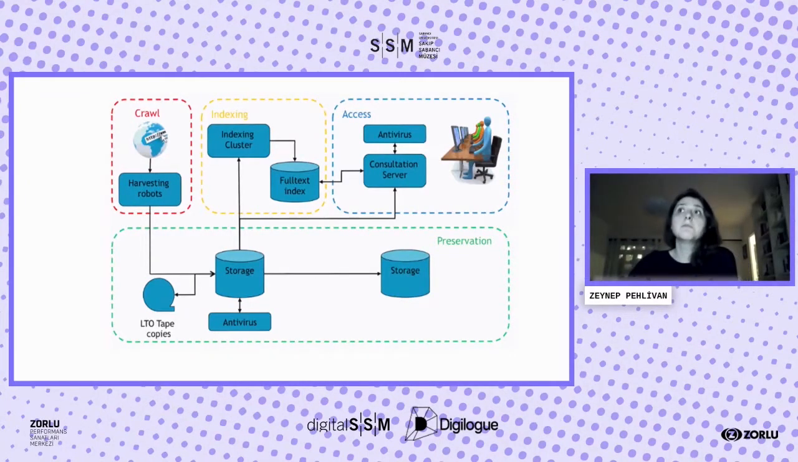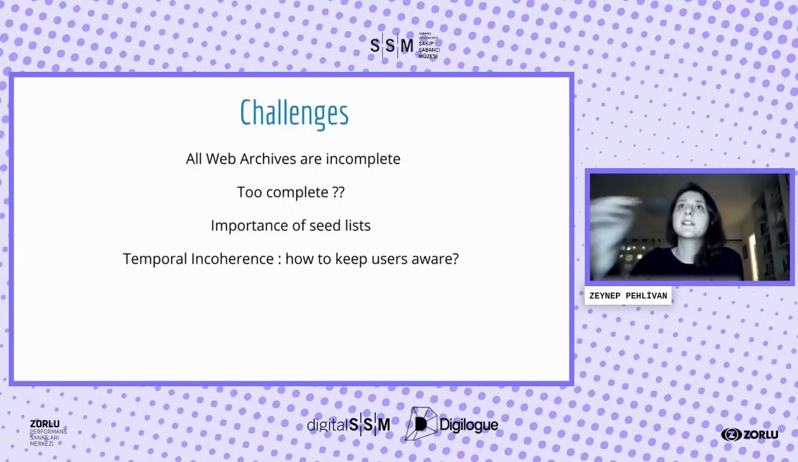It looks good. Everything is okay. La vie en rose. Not at all, unfortunately, because we have so many challenges. What we should be aware of is that all web archives are incomplete. You cannot archive everything, even for a subject. It's so dependent on the seed list, on the technology, and on the crawler parameters.